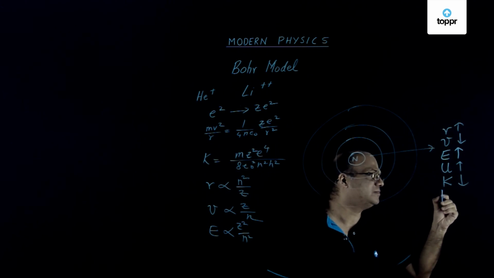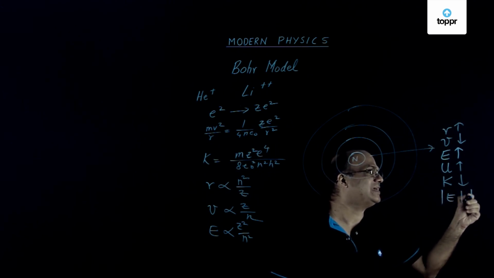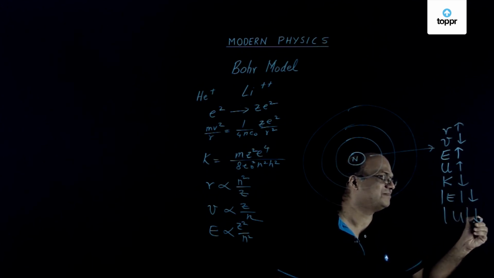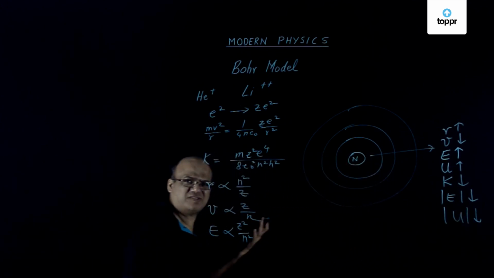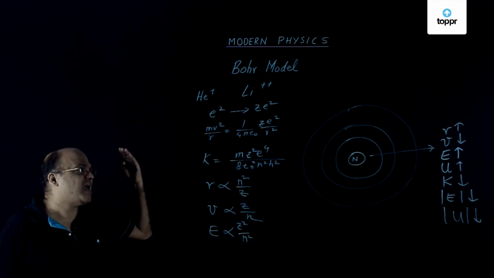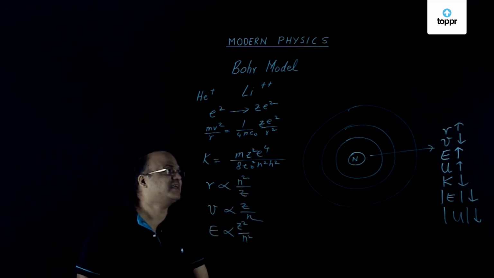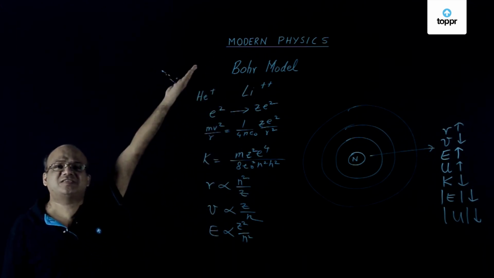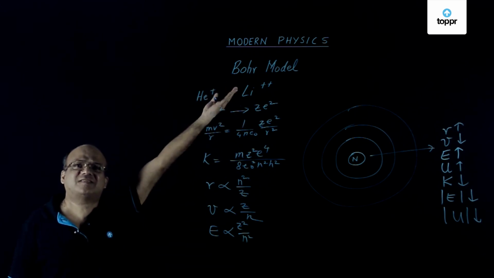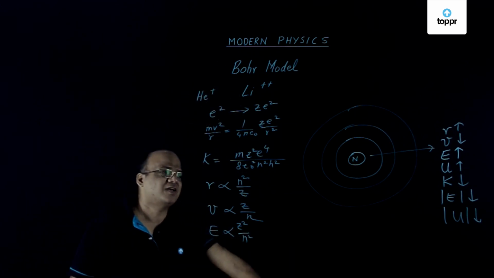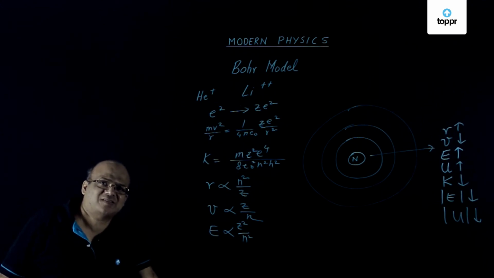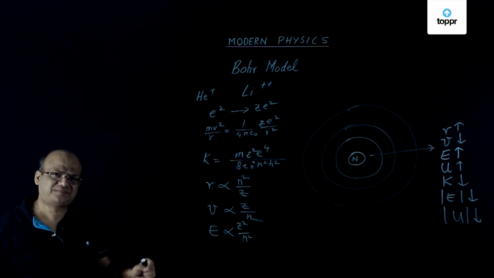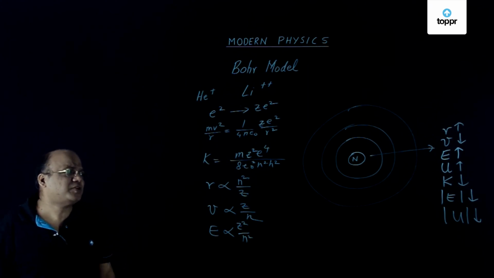Mod of E will decrease. Mod of U will decrease. So remember this, these questions keep coming in exams. As we go from inside to outside, radius increases, velocity decreases, total energy increases, potential energy increases, kinetic energy decreases, mod of total energy decreases, mod of potential energy decreases. We can get simple questions on this.